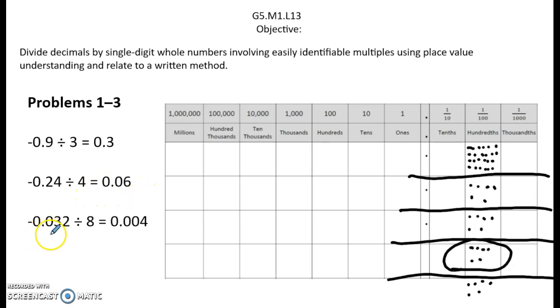And in this final example, we can follow the pattern: 32 thousandths divided by 8. 32 divided by 8, we know from math facts is 4. 32 thousandths divided by 8 will give us 4 thousandths.